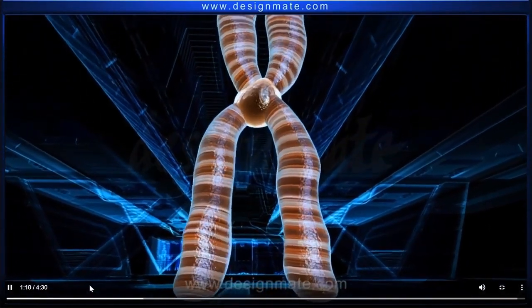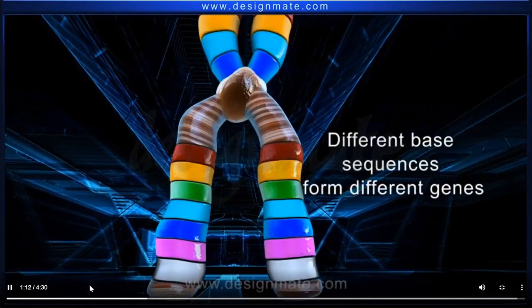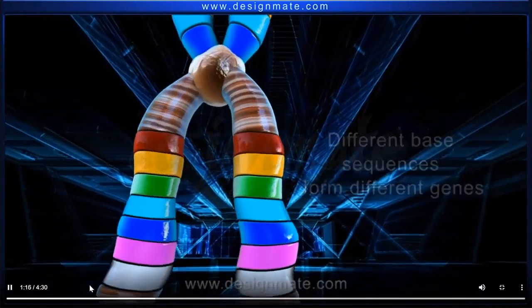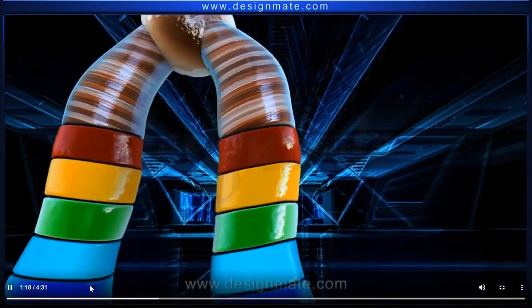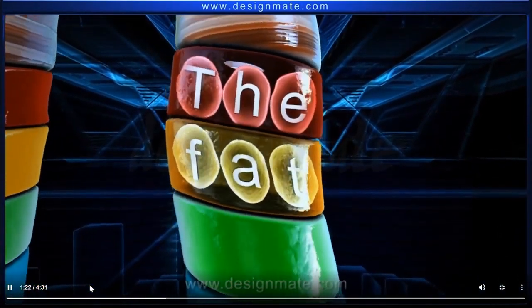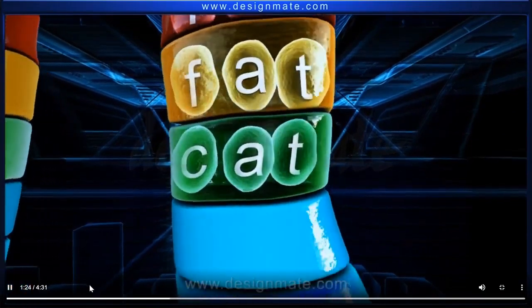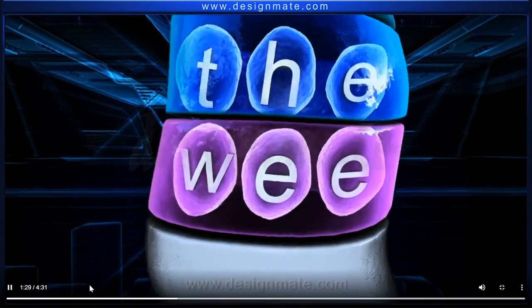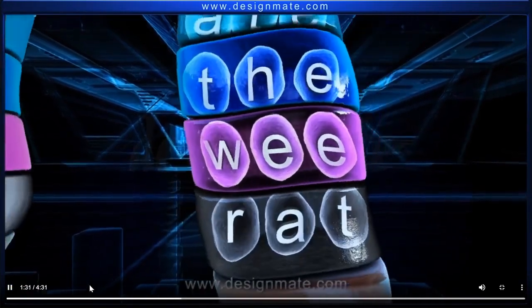Here, in the chromosomes, we find different base sequences that form various genes. To enhance our understanding, we use a sentence, "The fat cat ate the wee rat," as a sample gene.